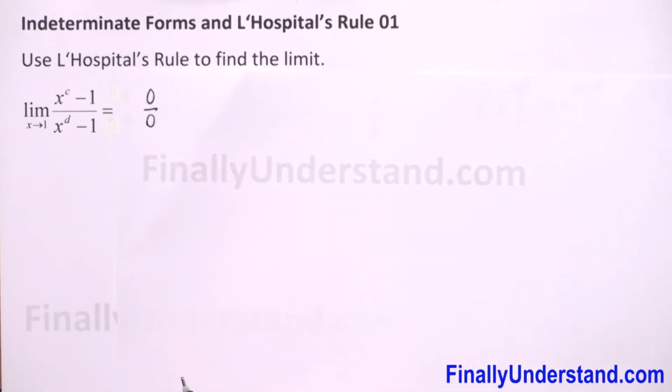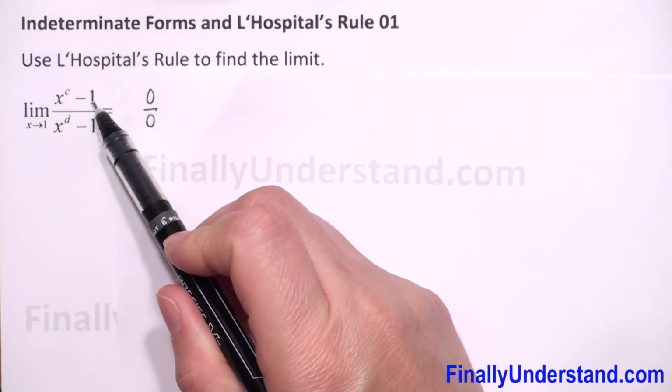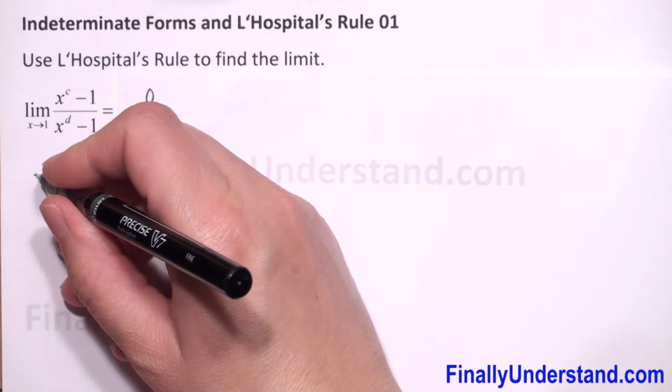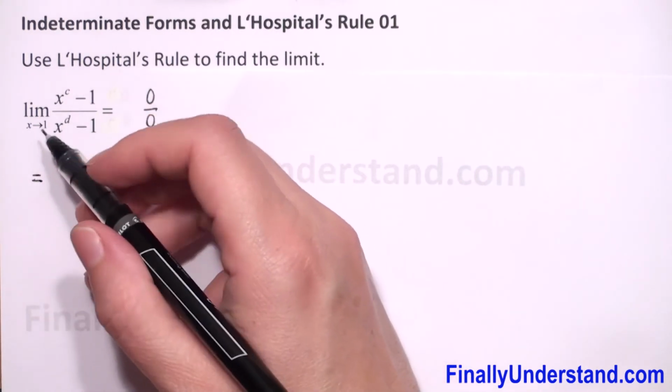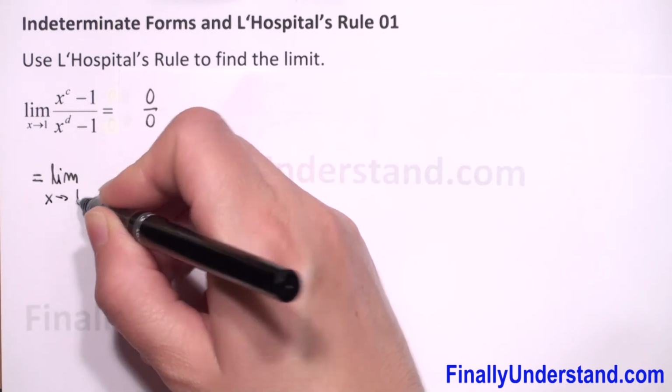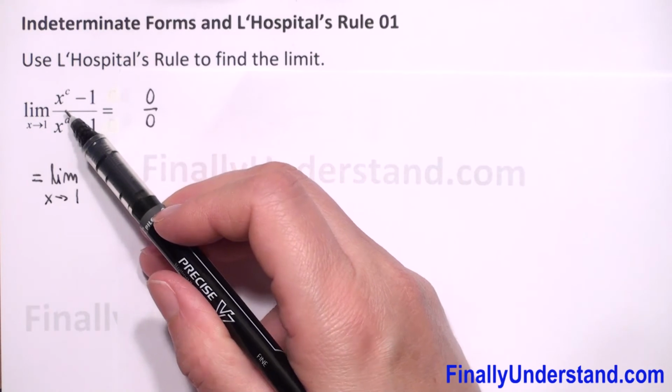So when we have indeterminate form 0 over 0 or infinity, positive or negative, over positive or negative infinity, we can use L'Hopital's rule to find the limit. When we use L'Hopital's rule, we have to calculate the derivative of numerator and derivative of denominator. So this is equal. We have to copy first the limit as x approaches 1, and we have power function.